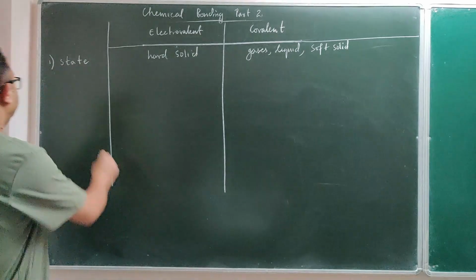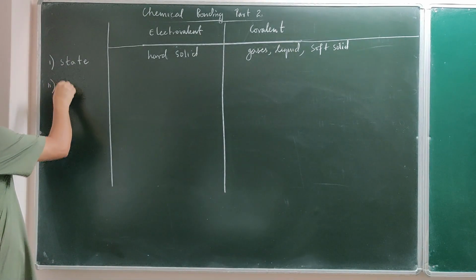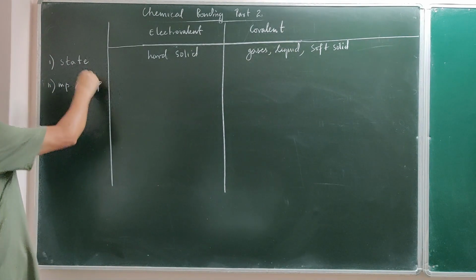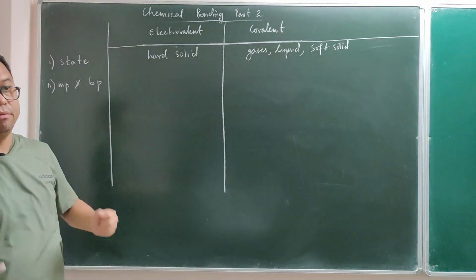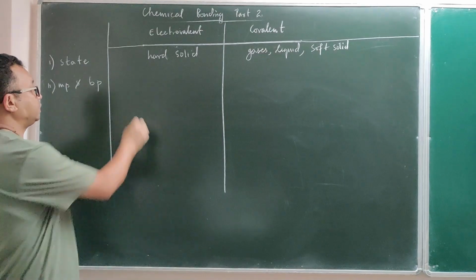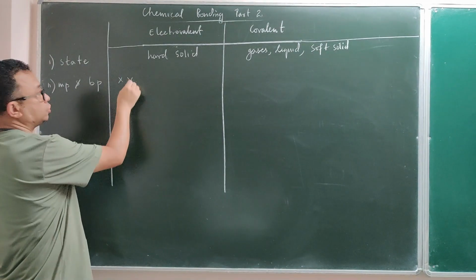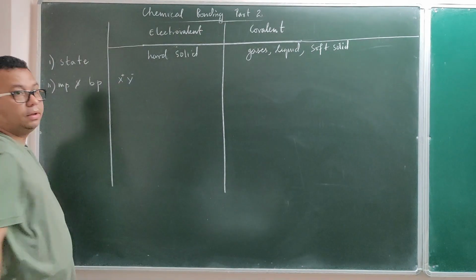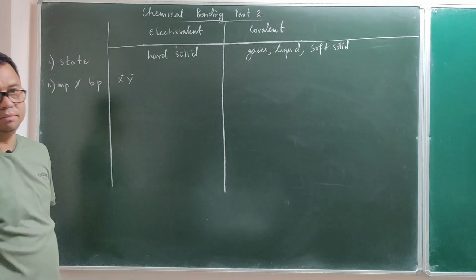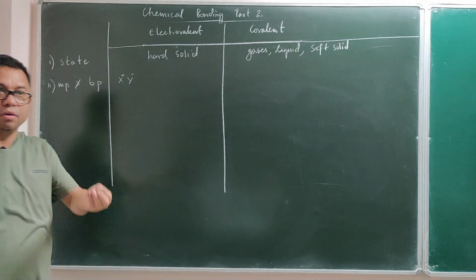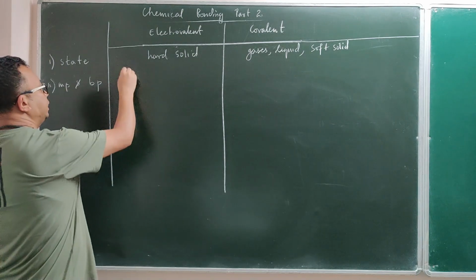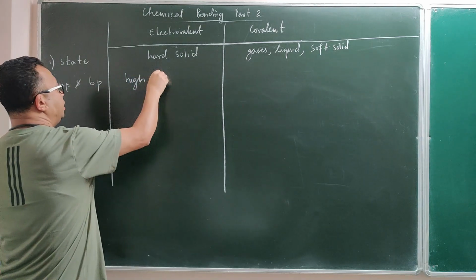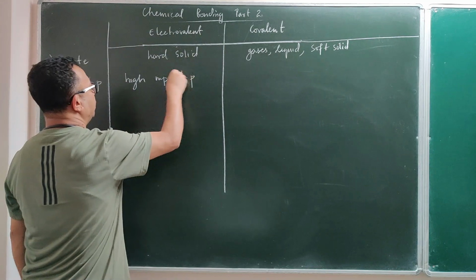Now the next one is melting point and boiling point. Since the two atoms are held together by a very strong force of attraction, positive and negative, they cannot be broken down easily. So you need to heat them to a very high temperature, and only then will they melt or boil. That is why we say they have a very high melting point and boiling point.